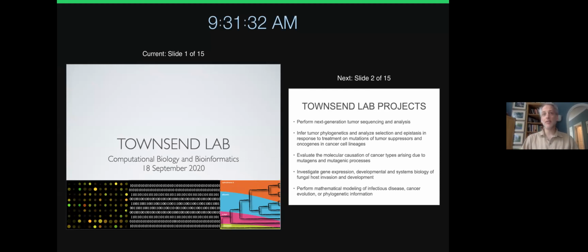I'm Jeffrey Townsend. I'm a professor of biostatistics. I have two students in my lab currently who are computational biology and bioinformatics students. I actually have a wet lab, so unusual thing for a biostatistician. And I have a pretty broad set of things that I tend to look at.